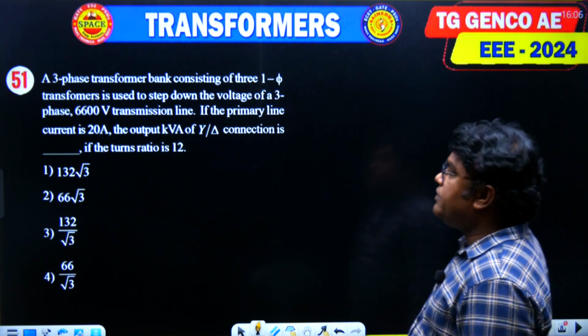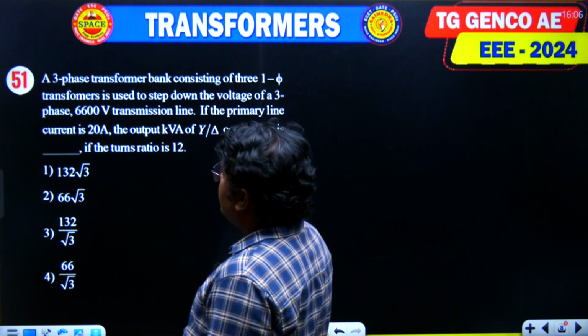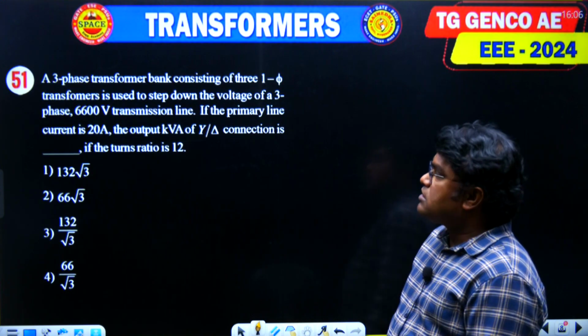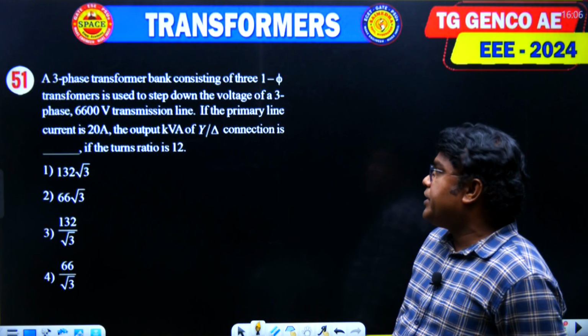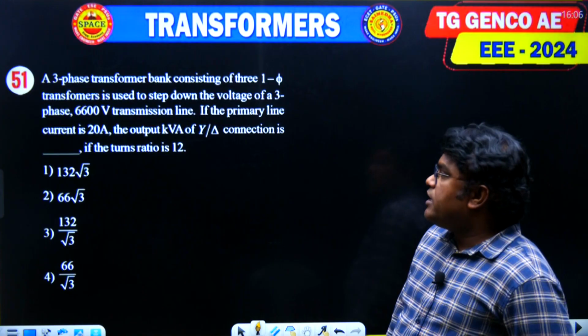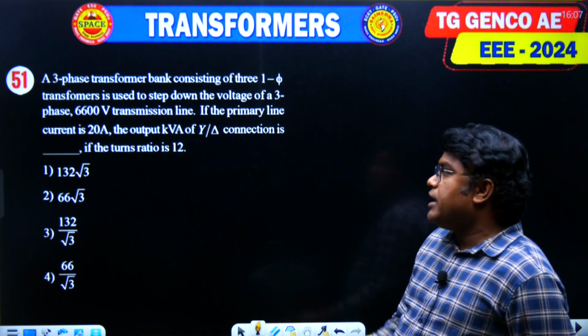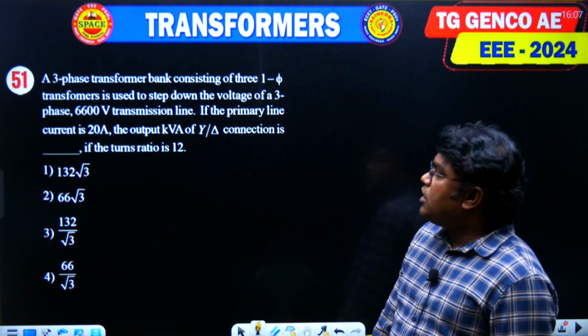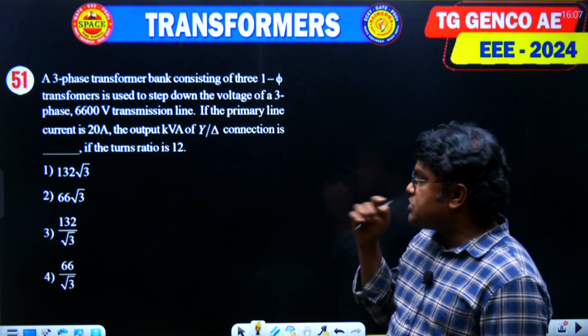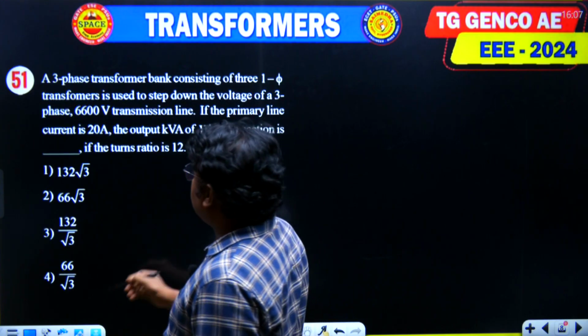And next one, let us solve question number 51. A 3-phase transformer bank consisting of 3-phase transformers is used to step down the voltage of a 600 volts transmission line. If the primary line current is 20 amps, find the output kVA of the star delta transformer connection, if the turns ratio is 12. So these are the options.